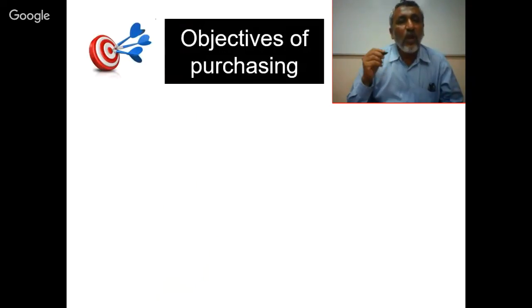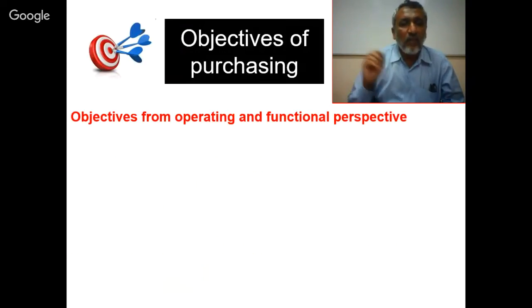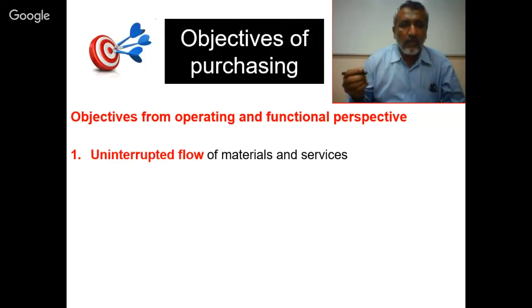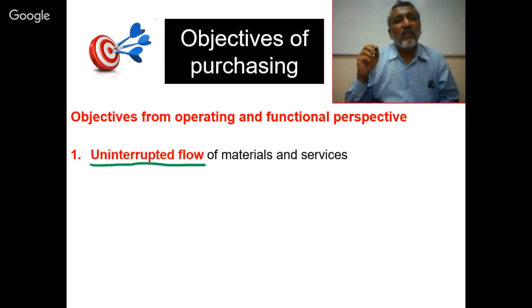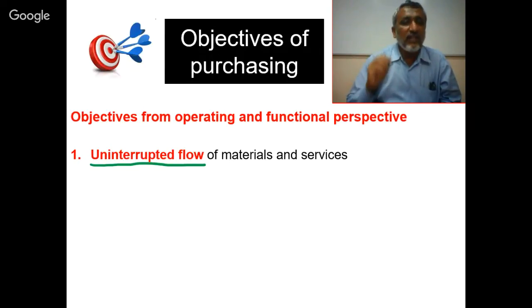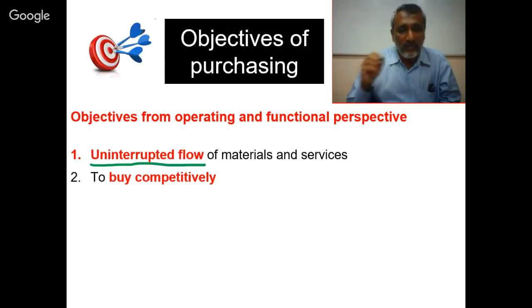Let's now discuss the broad objectives of buying from an operating and functional perspective. The first and foremost objective is to ensure uninterrupted flow of materials. The industry should not be made to wait for materials at any stage of production. The people should not wait for material. Material should be available when it is required within the organization. That is, there should be a smooth and uninterrupted flow of materials into the organization whenever it is required. That is the first and foremost objective of purchasing.